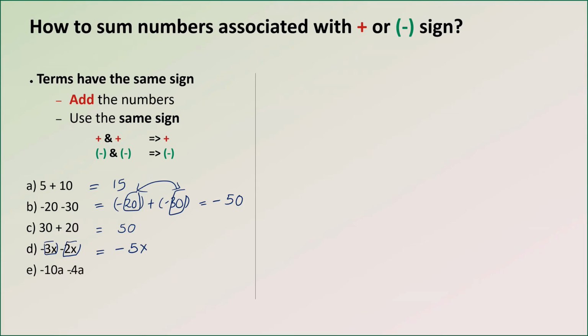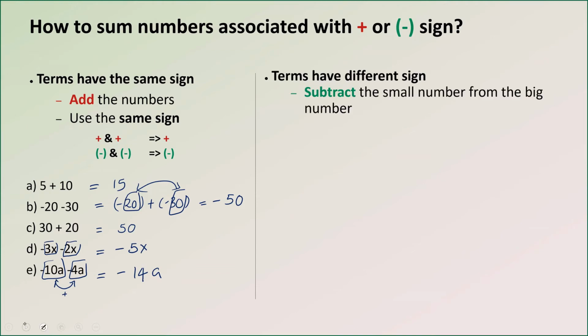The next one, negative 10a, negative 4a. Both of them are negative. Use the negative sign and add the 10a to 4a, which is 14a. That's when the signs are same.